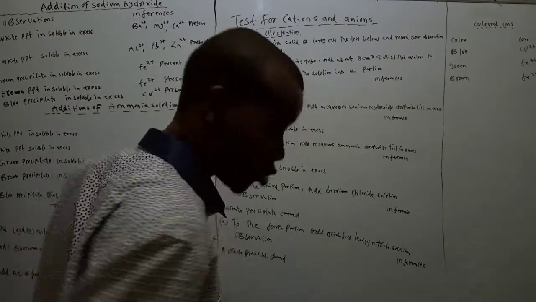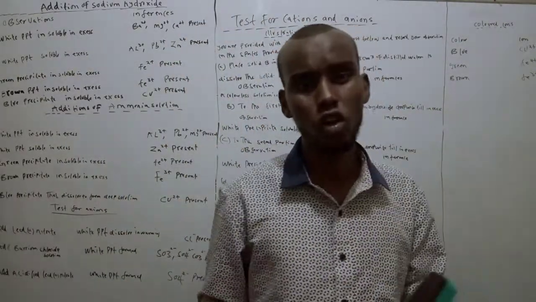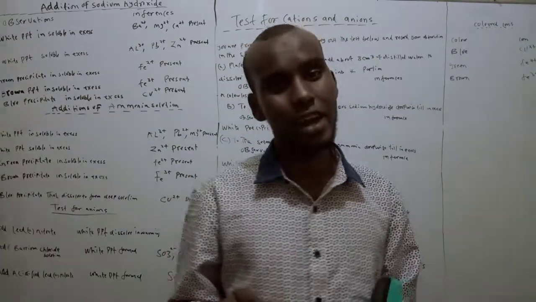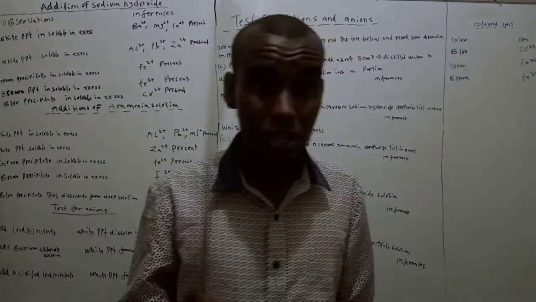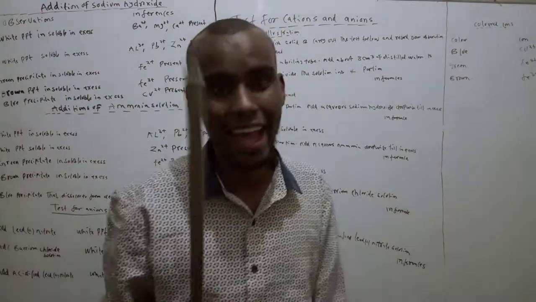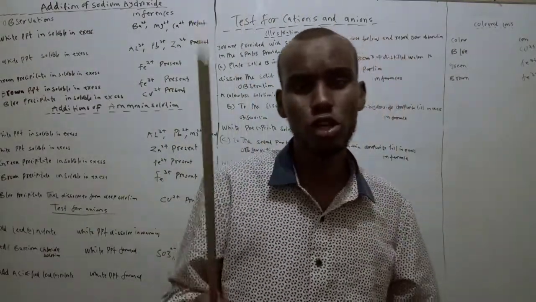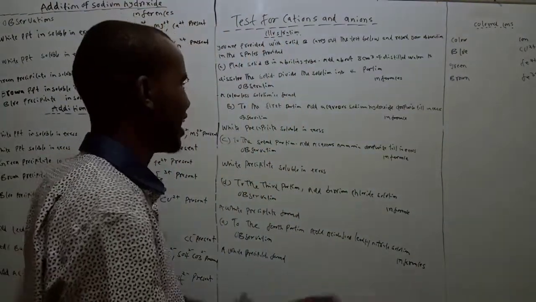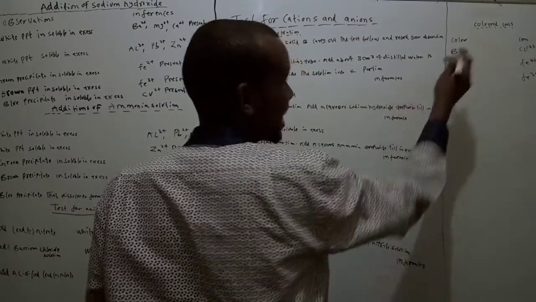Then observation and inference. What happens when you add water to a solid? Obviously, a colorless solution will be formed. That is for sure. Whenever you add a solid to distilled water, a colorless solution will be formed. And we said we only have 3 colored ions: copper 2, iron 2 and iron 3. Those are the only 3 colored ions that we have. If a colorless solution forms, that means these colored ions are absent. Now we can say here, observation: a colorless solution is formed. Then inference, we can say colored ions absent.